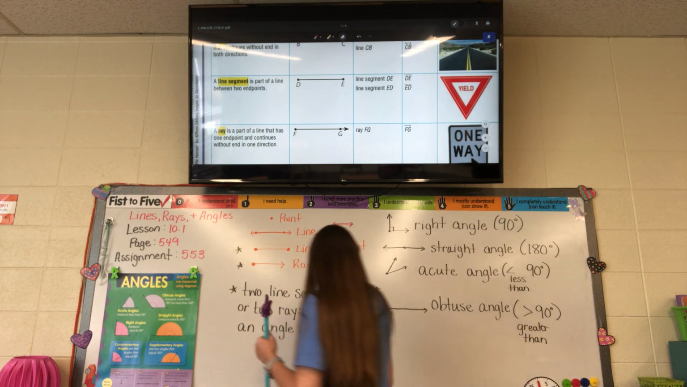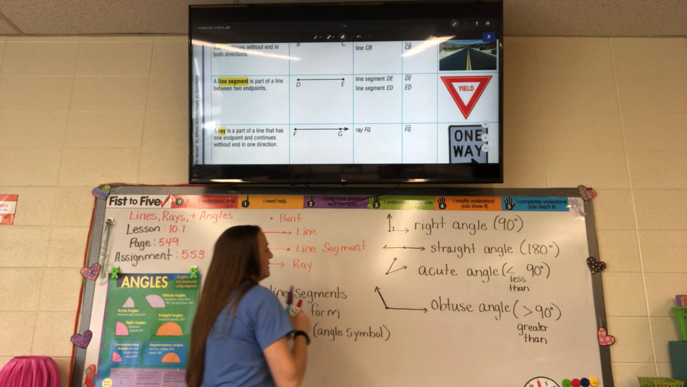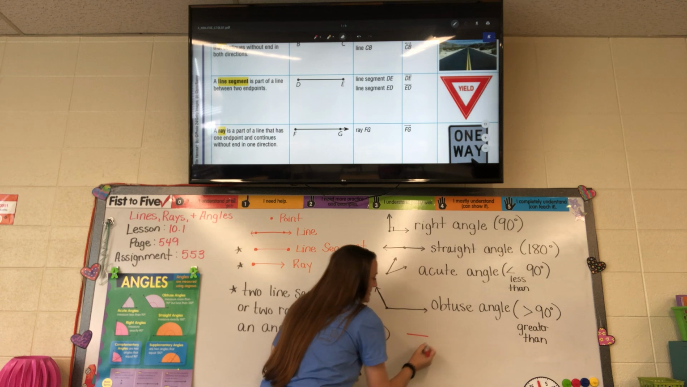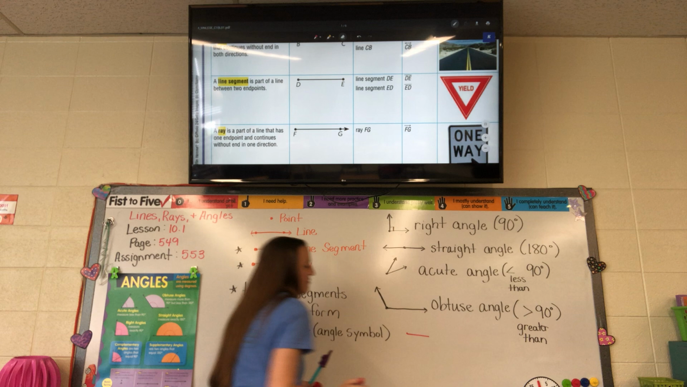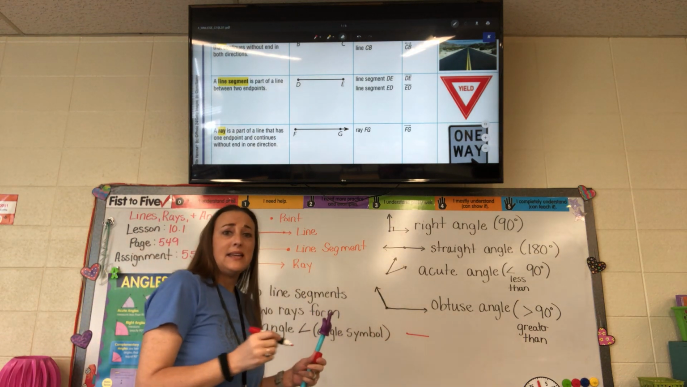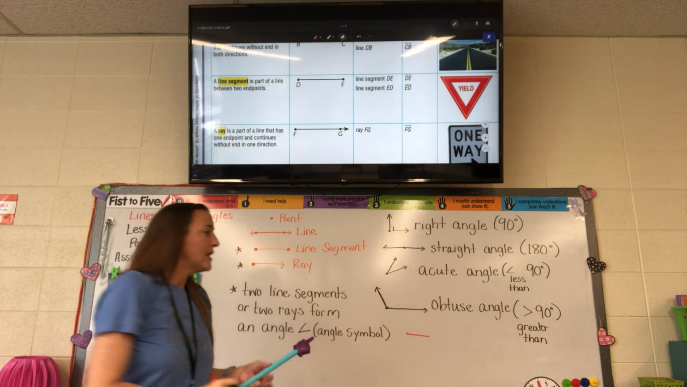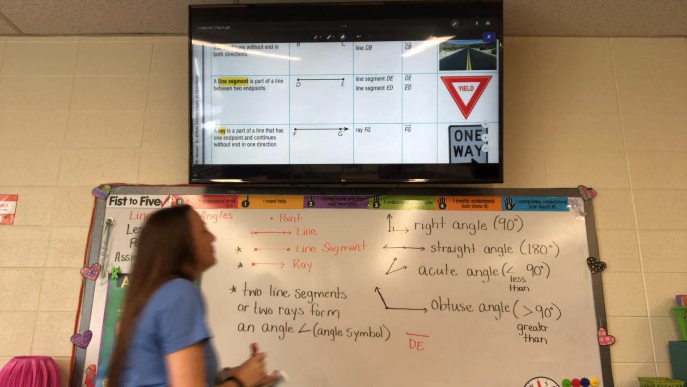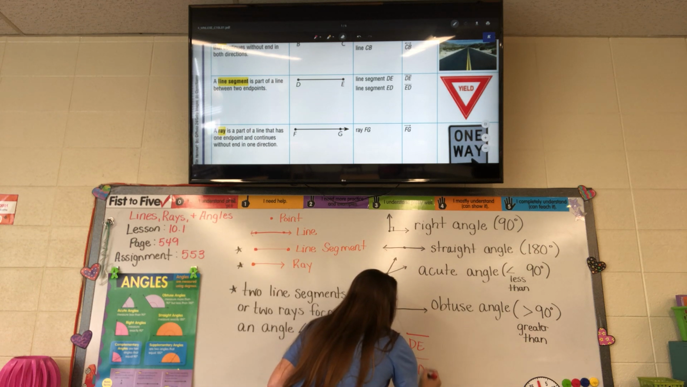And just like with the way that we write a line, a line segment has endpoints. So since we're writing a smaller version of that, we don't really have to put the points on the end. You can see they just drew a little line segment. And then we write the letters underneath it. So line segment DE or line segment ED.